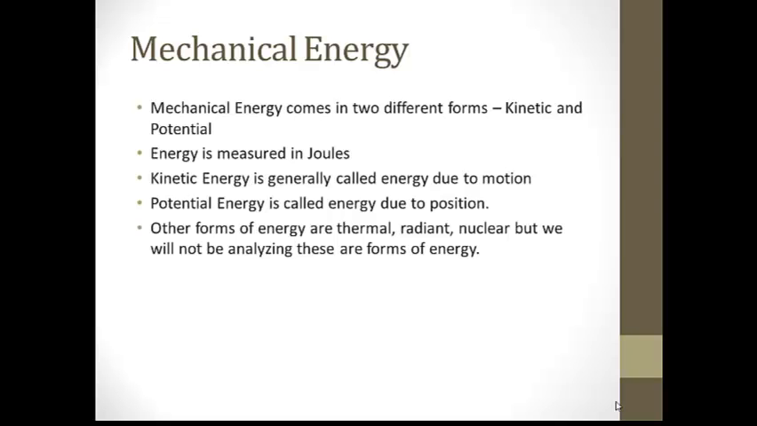Mechanical energy comes in two different forms, kinetic and potential. Energy is measured in joules. That's the unit, abbreviated capital J. Kinetic energy is generally called energy due to motion. Potential energy is called energy due to position. There are other forms of energy, thermal, radiant, nuclear, but we will not be analyzing these other forms of energy.